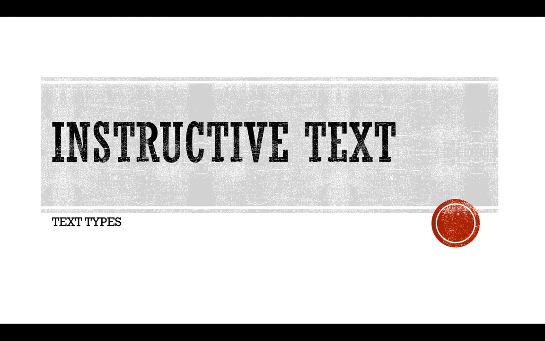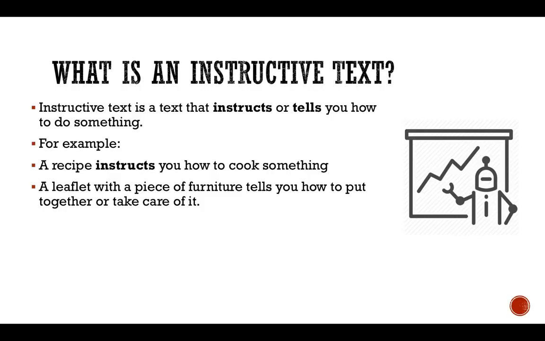We're starting with the question, what is an instructive text? Well, an instructive text is a text that instructs or tells you how to do something. For example, a recipe instructs you how to cook something, or a leaflet with a piece of furniture tells you how to put it together or take care of it. It's really common to find this in the kitchen maybe, or when you buy technology or furniture for your house.